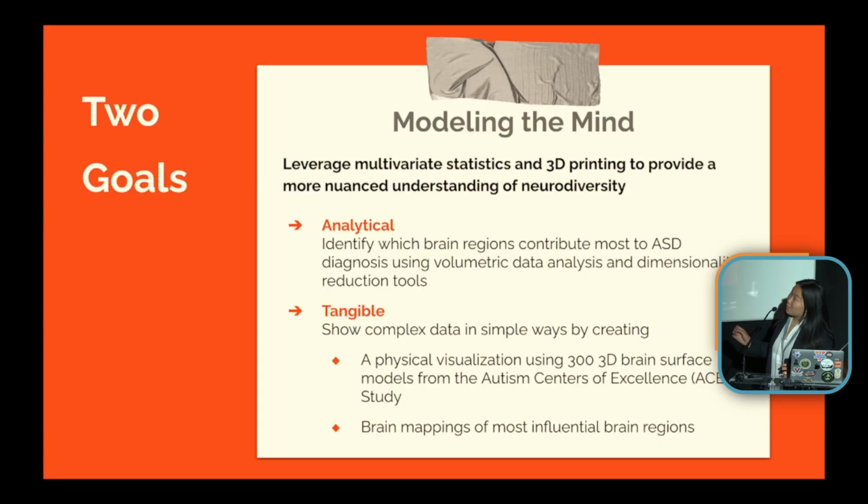So the two goals of this project, we had two parts going on at the same time. The first was the data analyses. We used multivariate statistics, and we'll be talking about that first. Concurrently, as we were doing that, we also 3D printed a lot of brain models, because it's a cool way to show complex data in a more approachable way to increase awareness of this gender gap in our findings.